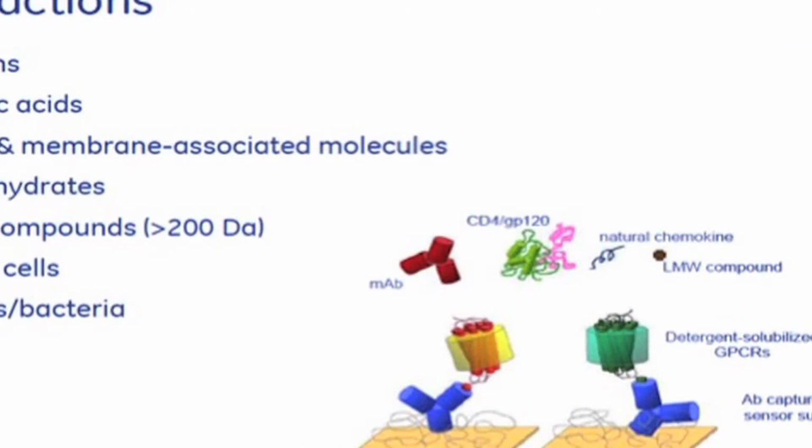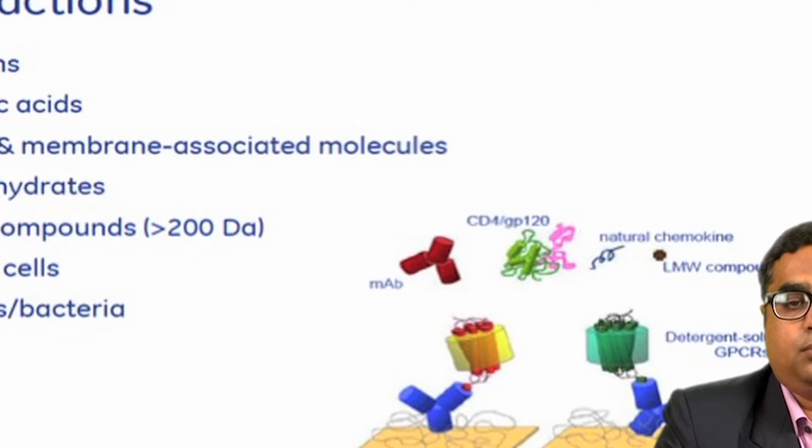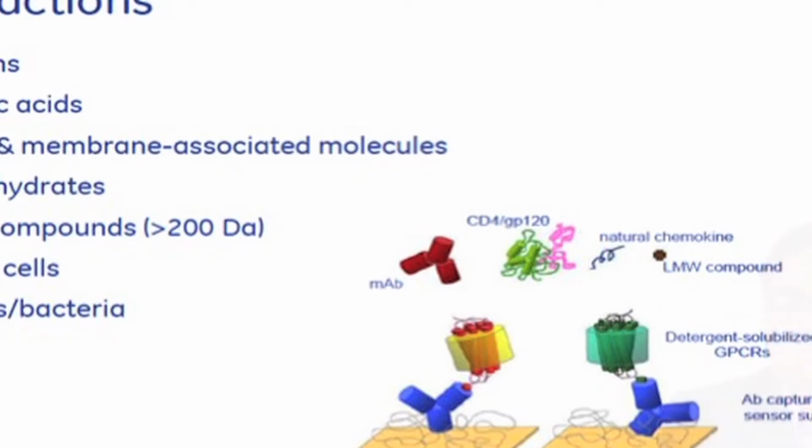Surface plasmon resonance will help us to understand a wide range of biomolecular interactions, be it proteins, nucleic acids, lipids, membrane associated molecules, carbohydrates, low molecular weight compounds. The molecular weight of those compounds can be below 200 Daltons, whole cells, viruses, bacteria. All of these molecular interaction processes can be understood very well using surface plasmon resonance experiments.